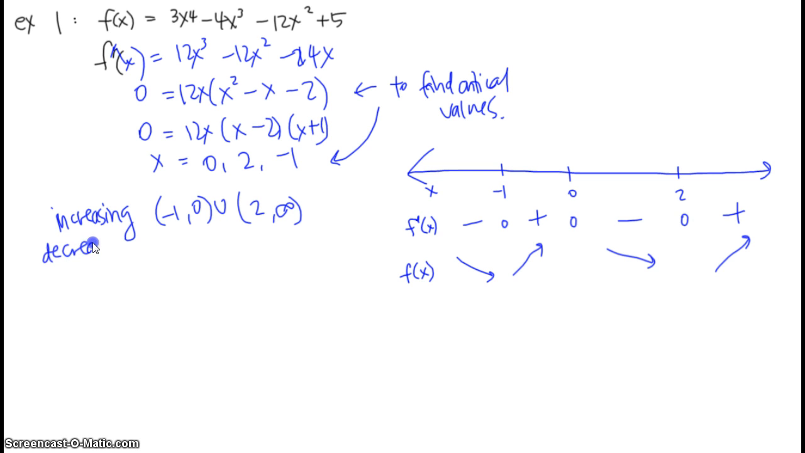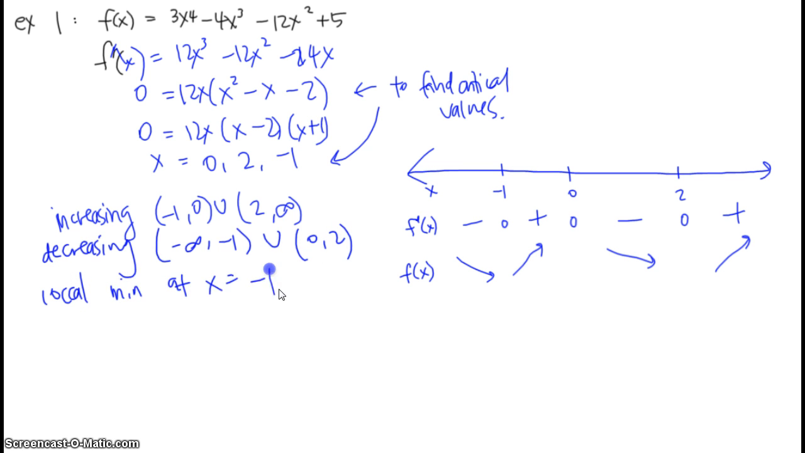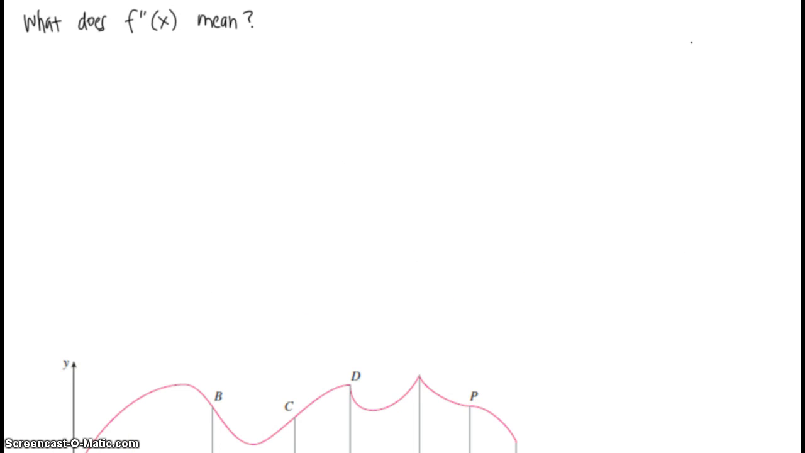F of x is decreasing from negative infinity to negative 1, as well as from 0 to 2, right? There is a local minimum at x equals negative 1 right here, right? And then there is a local maximum at x equals 0. There's another local minimum here at x equals 2 as well. Now that part was easy.